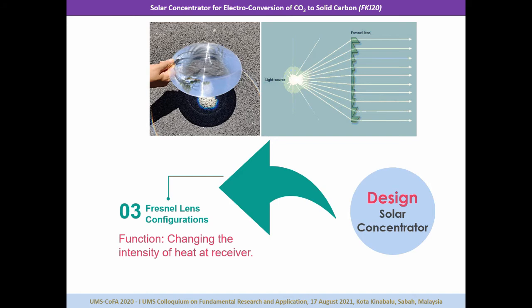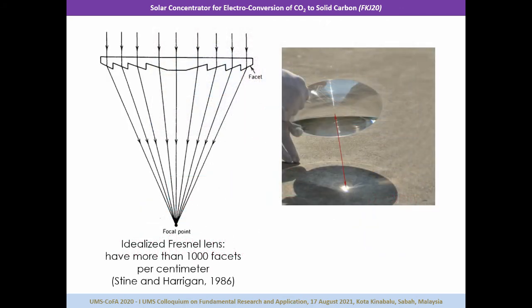Now we look at the third part of the solar concentrator, which is the Fresnel lens configurations. The function of the Fresnel lens is to change the intensity of heat at the receiver. Before I show you the configurations of the Fresnel lenses, we look at the structure of this lens. So basically, a Fresnel lens functions as a convex lens. However, this lens is thinner than the convex lens. A Fresnel lens has a flat surface on one side, while facets are on the other side.